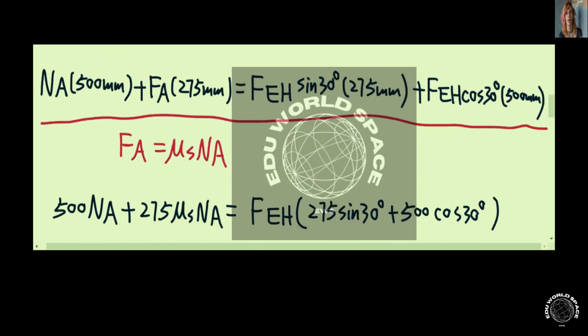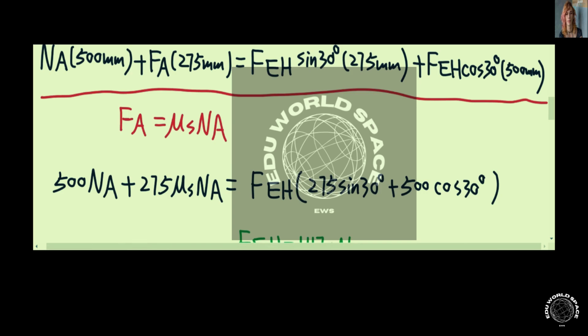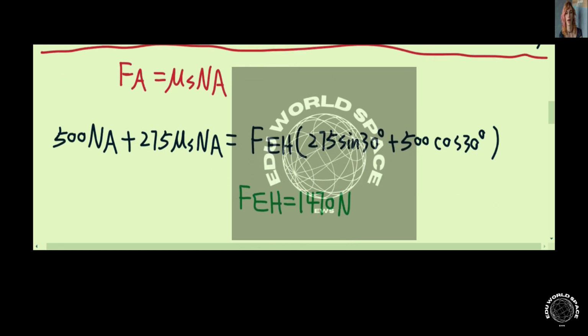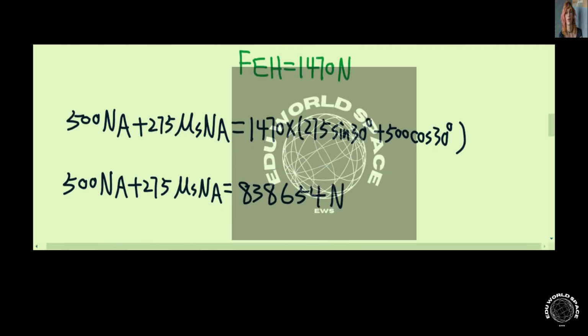So we have 500 NA plus 275 mu s NA is equal to FEH times 275 sine 30 degrees plus 500 cosine 30 degrees, since the unit here can be cancelled off. And remember, FEH is equal to 1470 Newtons. So now we can plug these values back into the equation. We'll have 500 NA plus 275 mu s NA is equal to such a number here.